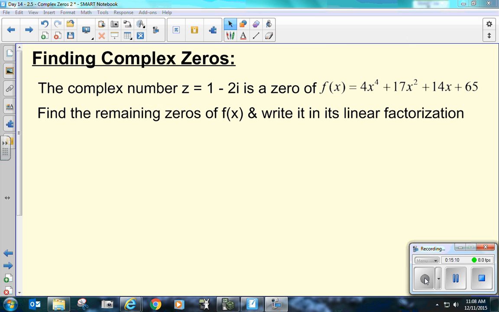Taking complex zeros. The complex number z equals 1 minus 2i is a zero of this function here. Find the remaining zeros of f of x and write it in its linear factorization. So, first things first, if 1 minus 2i is a root, what else is a root? Oh, 1 plus 2i. Yes, and bonus for using the proper math term.